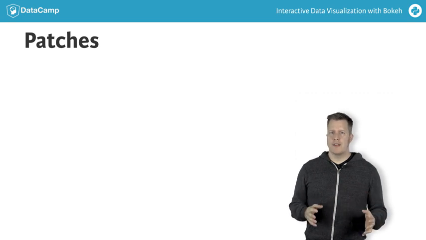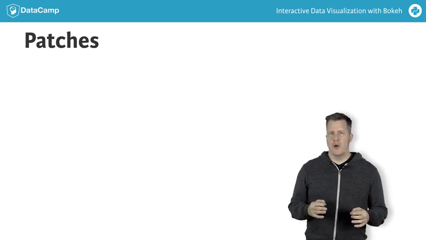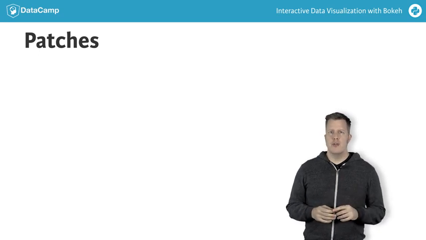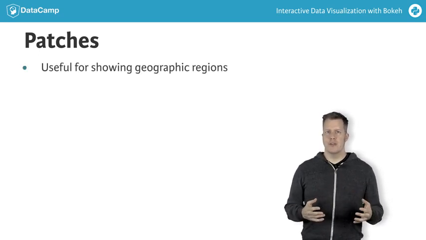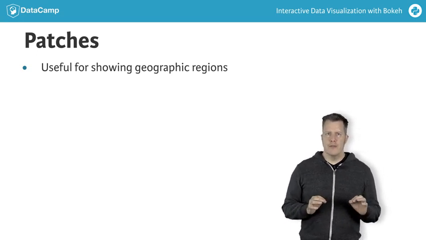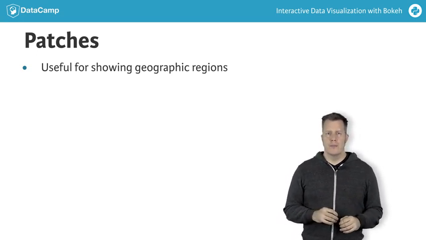Another useful glyph is patches. Patches can be used to draw multiple polygonal shapes at once on a single plot. This might be useful if you want to draw geographic regions such as countries or states. The input data for patches takes a slightly different form, which is worth looking into.